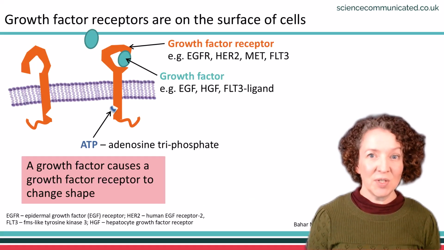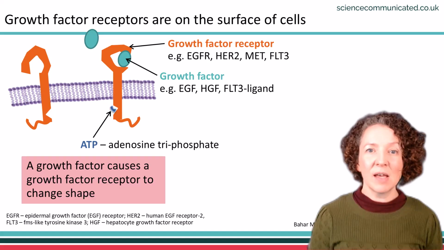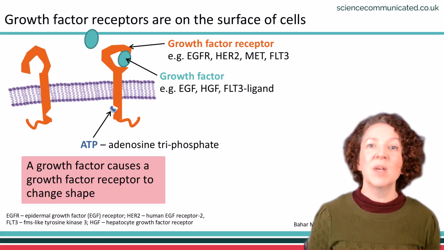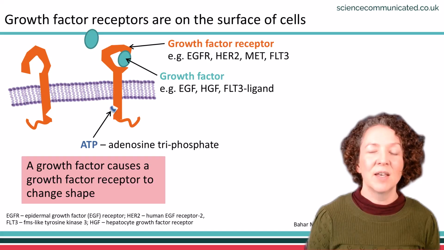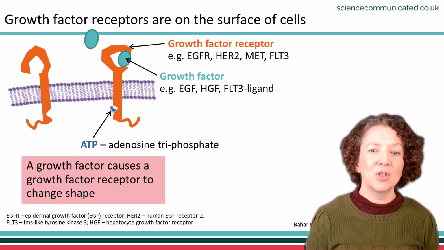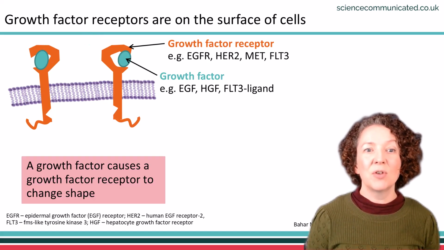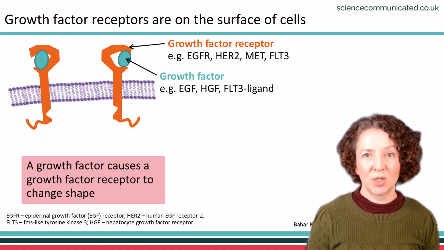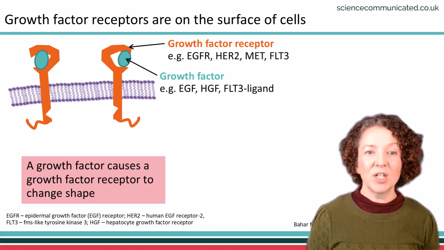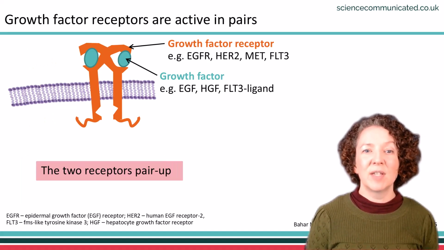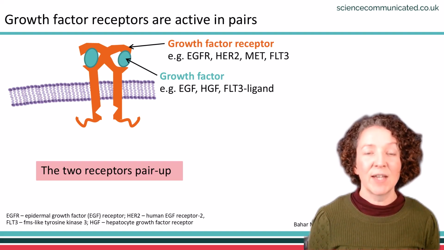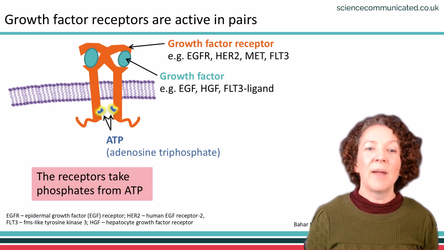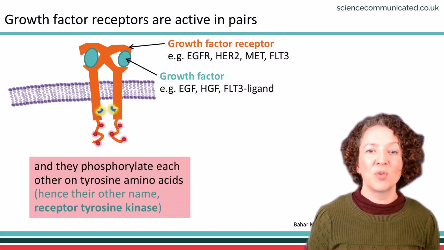Growth factor receptors then, they sit on the surface of our cells. There's lots of different types of them. Different cells have different growth factor receptors on their surface. When growth factors attach to growth factor receptors, those growth factor receptors change shape. Having changed shape, the two growth factor receptors can now pair up, and once they've paired up, they grab phosphates from ATP and they transfer those phosphates onto one another.